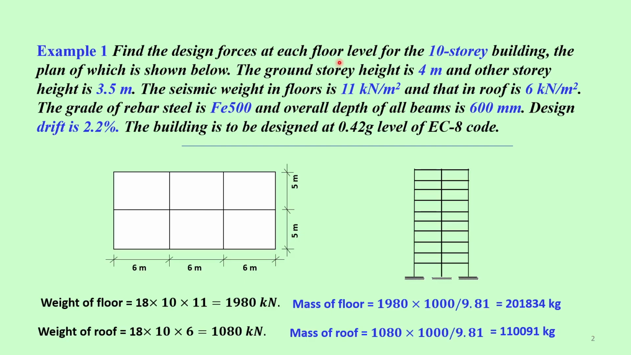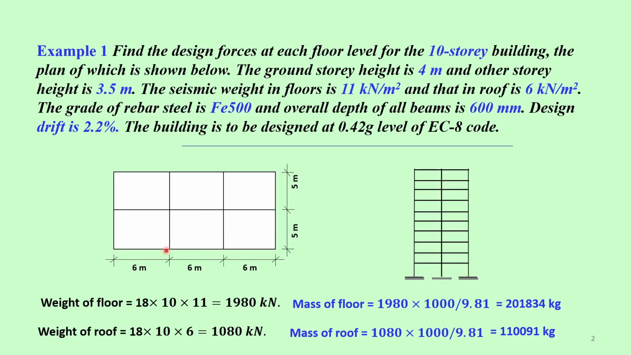Find the design forces at each floor level for the 10-story building, the plan of which is shown below. The ground story height is 4 meter and other story height is 3.5 meter. The seismic weight in floors is 11 kilonewton per square meter and that in roof is 6 kilonewton per square meter. The grade of rebar steel is Fe500 and the overall depth of all beams is 600 millimeter. Design drift is 2.2%. The building is to be designed at 0.42 g level of EC8 code, that is Eurocode.